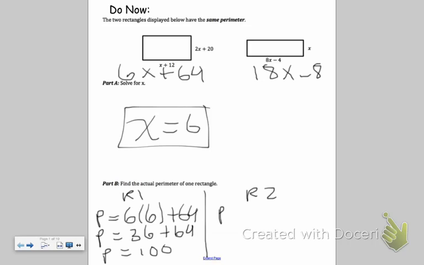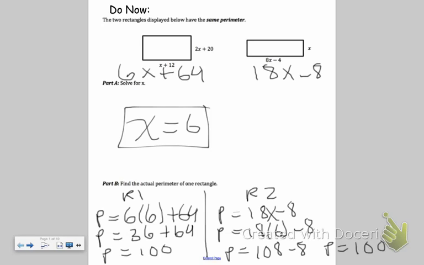Rectangle 2, the expression is 18x minus 8 for perimeter. And we're going to substitute 6 once again and subtract 8. 18 times 6 is 108 minus 8, and 108 minus 8 again gives us a perimeter of 100.